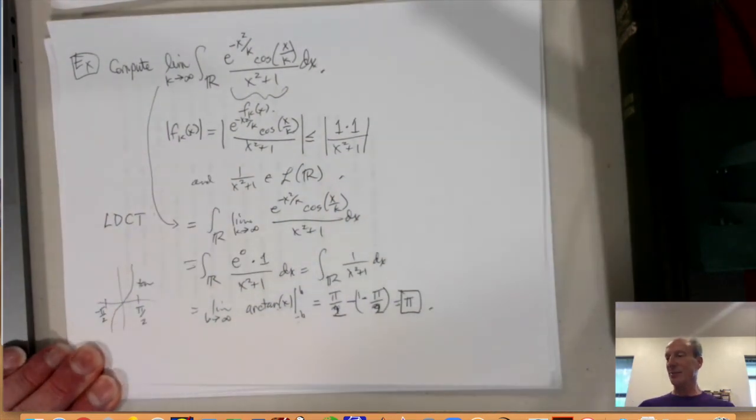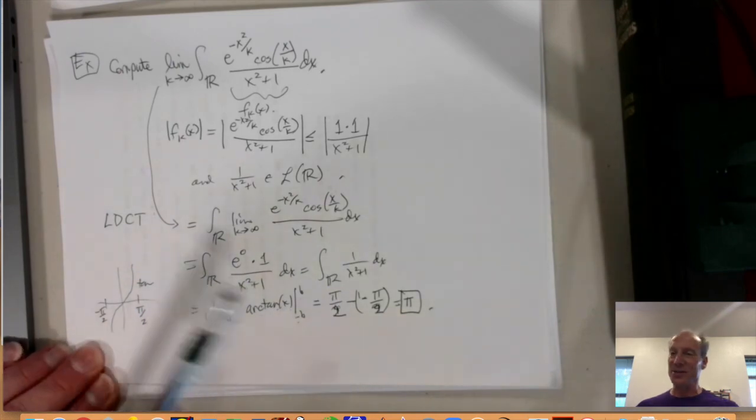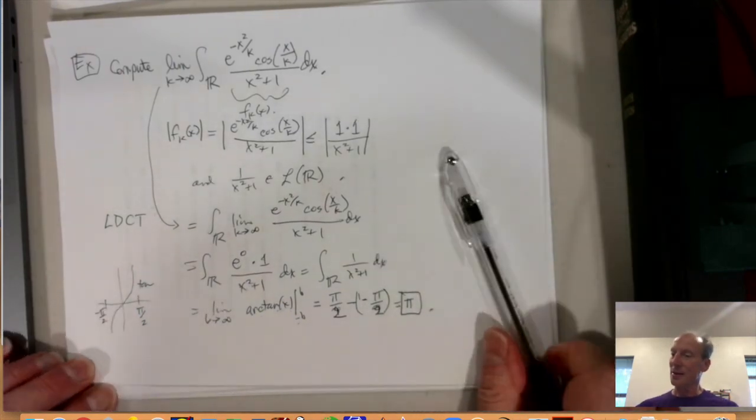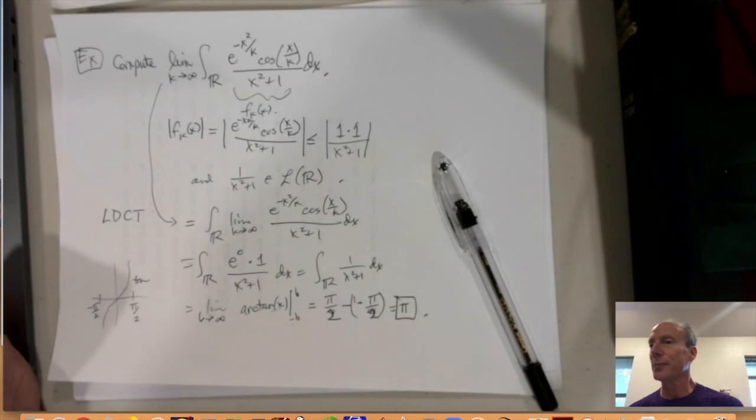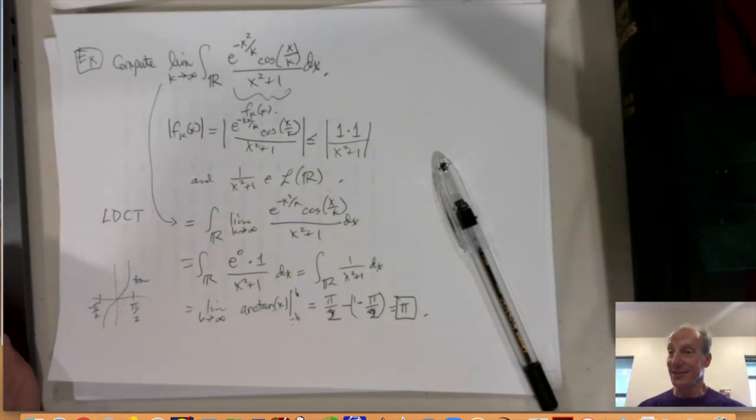Wow, so that's what that limit is. So the Lebesgue Dominated Convergence Theorem allowed us to compute that. But remember, you need that g to be able to do that. Otherwise, you're not going to be able to compute that. So good job, guys. See you next time.